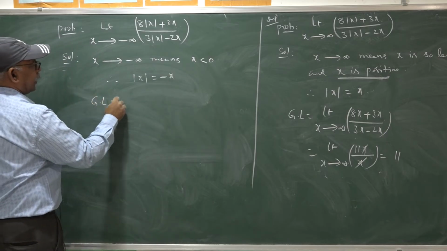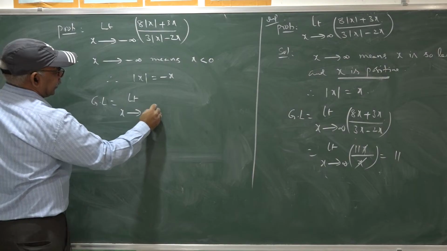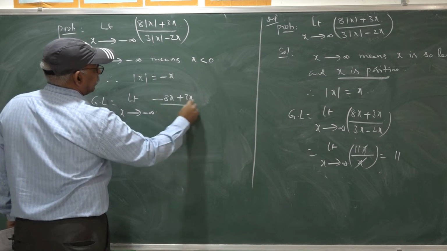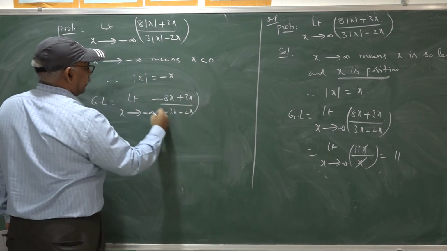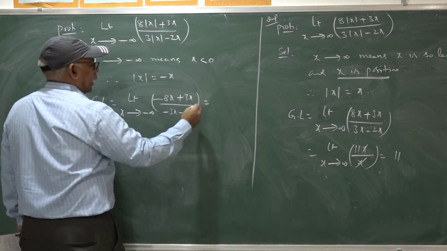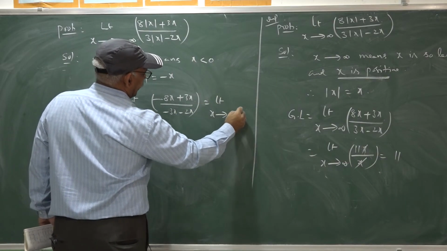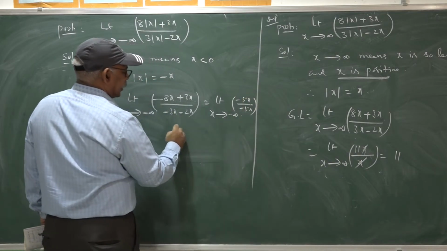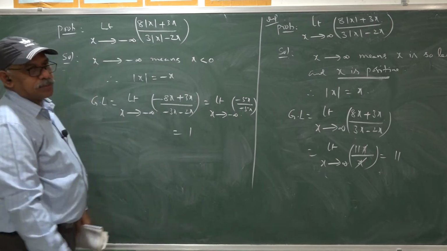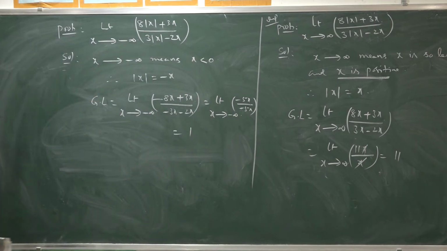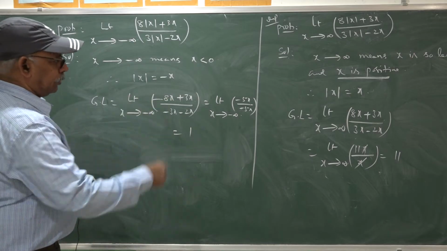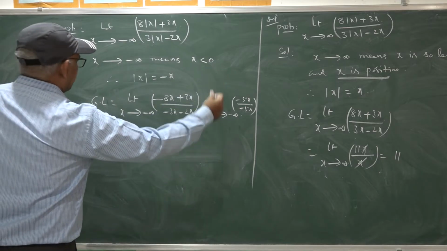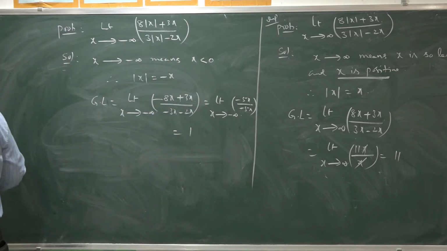Hence, in such case, the given limit is limit as x goes to minus infinity of (-8x + 3x) / (-3x - 2x). Ultimately, we get minus 5x by minus 5x, which gives us 1. The limit of the constant is 1 itself. So, you can observe the difference as x goes to infinity and x goes to minus infinity, in case the given limit consists of |x|.